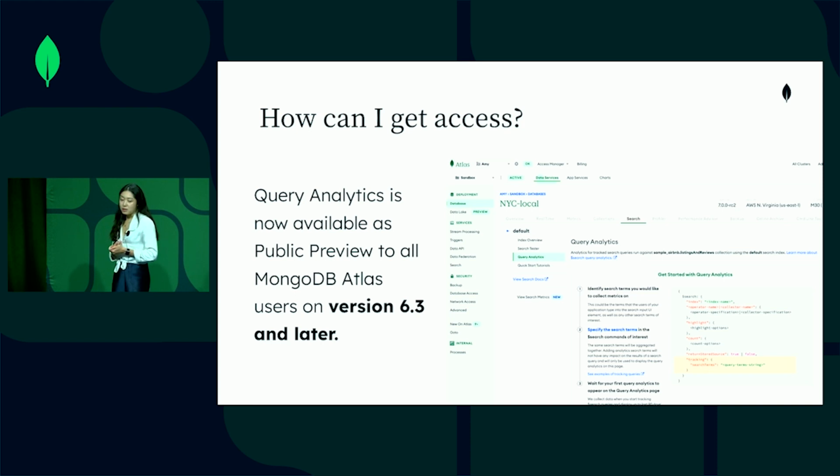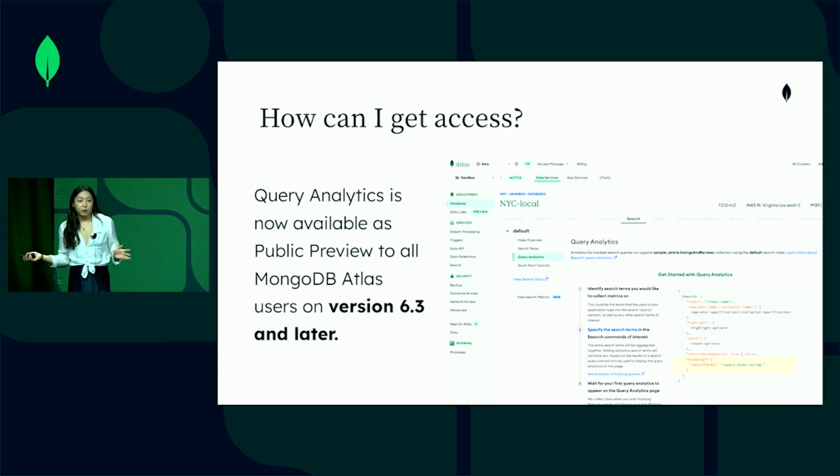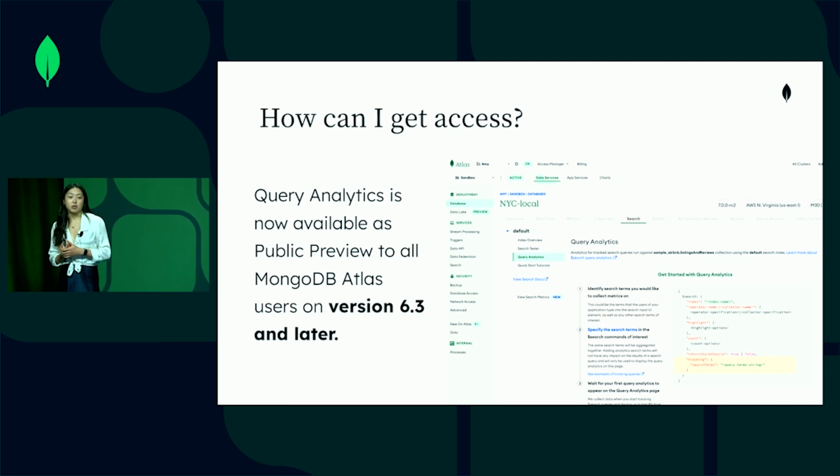And so the last question is, how do I get access? I'm very excited to announce that Query Analytics is now available as a public preview to all MongoDB Atlas users on version 6.3 or later, as long as you're running on an M30 tier cluster or higher.